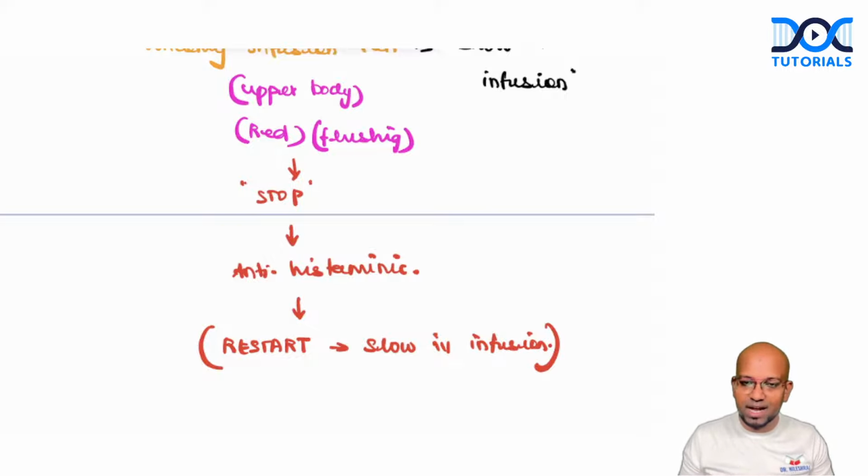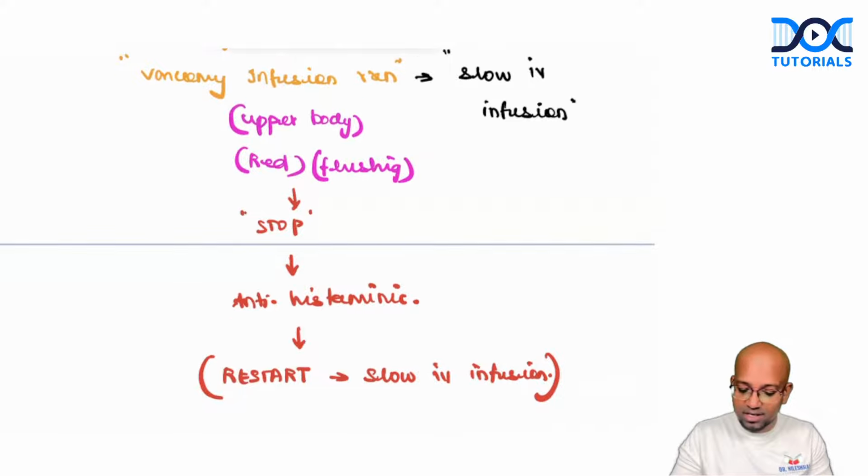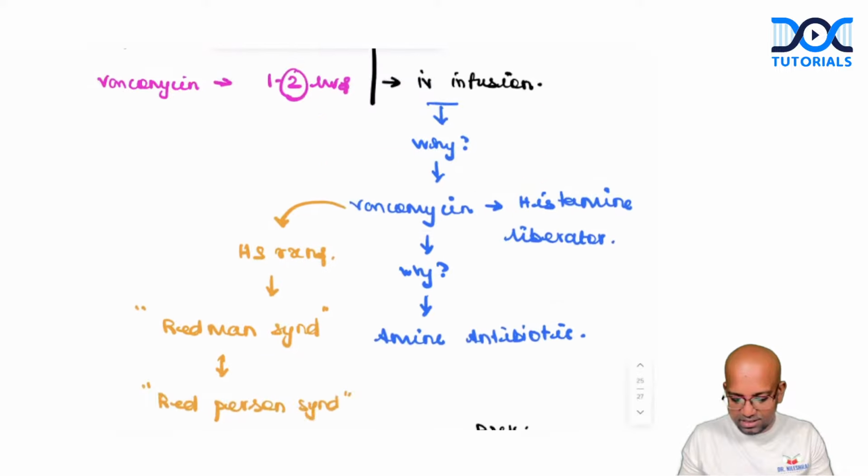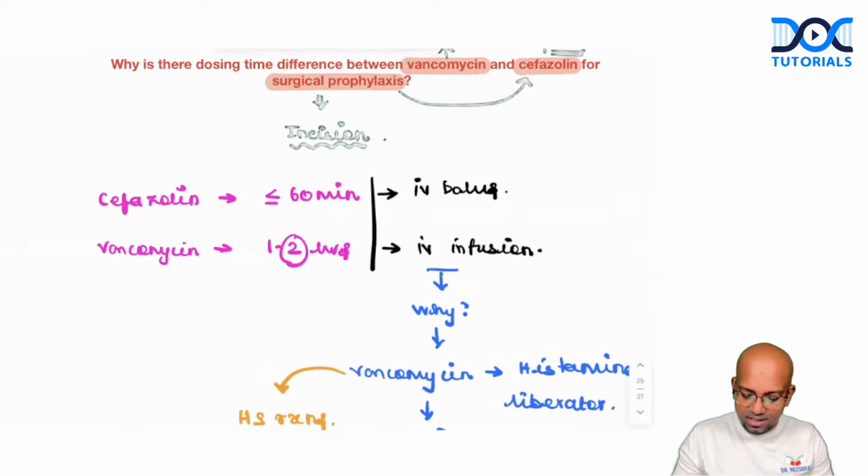In fear of this VIR, we should always administer it slowly. I'm repeating the terminology: slow IV infusion. So it will take at least around 2 hours for the infusion to complete. That is the reason why, whenever vancomycin is administered, we have to start the infusion 2 hours before surgery.